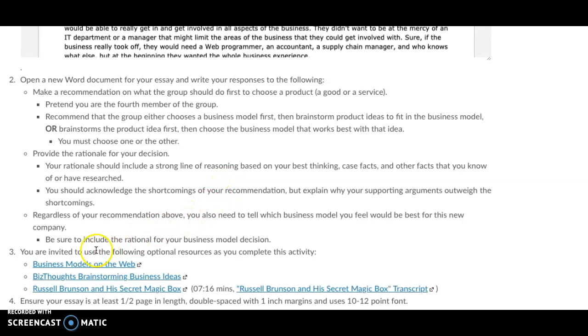There's some additional resources down here. Really interesting stuff. I will add a word of caution on Russell Brunson and his secret magic box. It is very fascinating. It is very telling of the power of online business. And so it is an interesting video. I do caution you that personally I disagree with Russell Brunson's secret magic box because the magic box he's created doesn't provide enough value, and you're not going to have a lot of success long term if you don't provide value. It's sort of a flash in the pan thing.